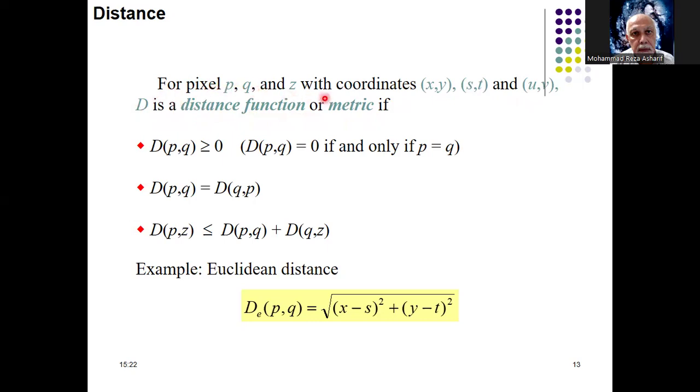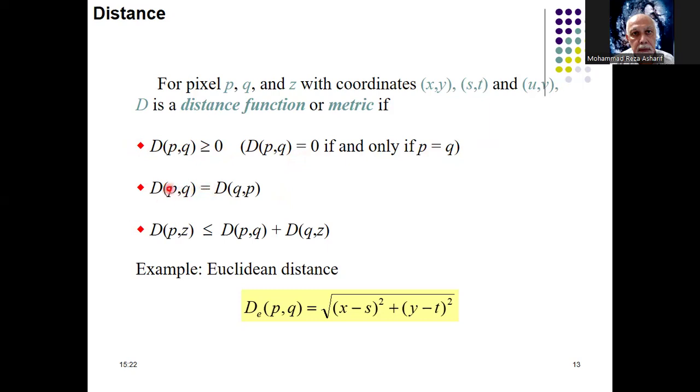For instance, we have different pixels with this kind of coordinate. Then we define the distance function D or metric. What is the definition of the relation? We call it distance relation or distance function. The distance between P and Q should be more than or equal to 0. If P is Q, then it is 0. This is the first condition.